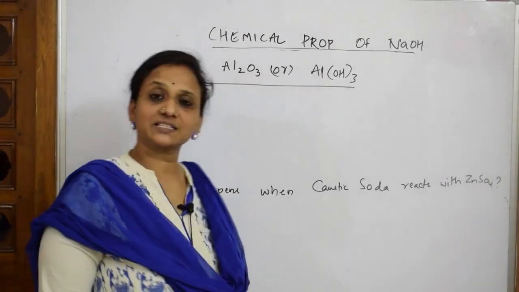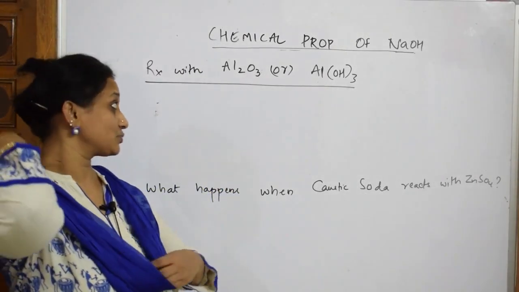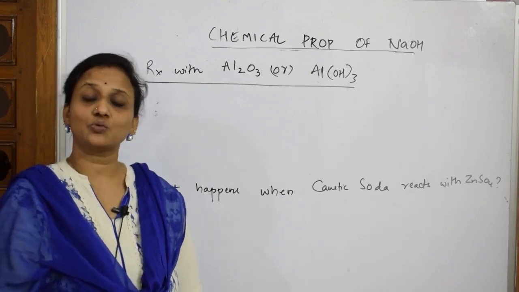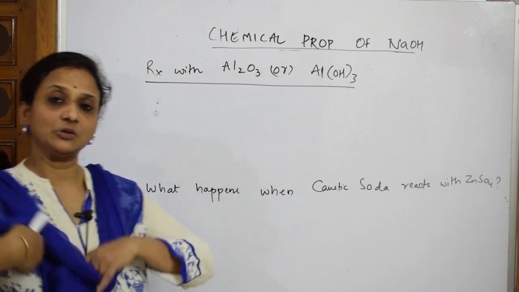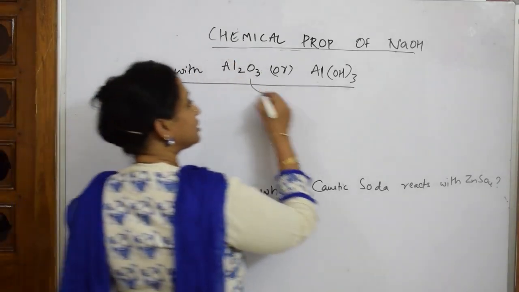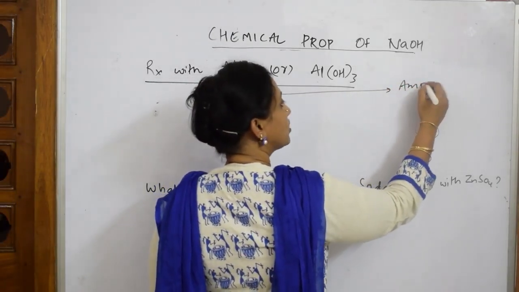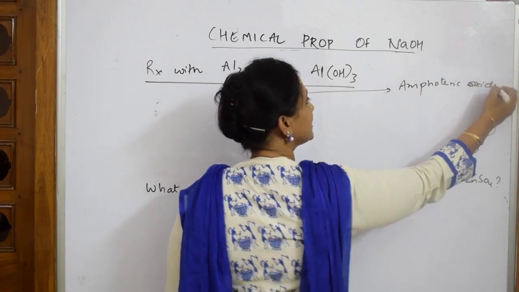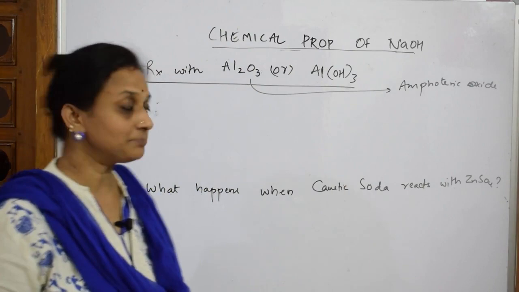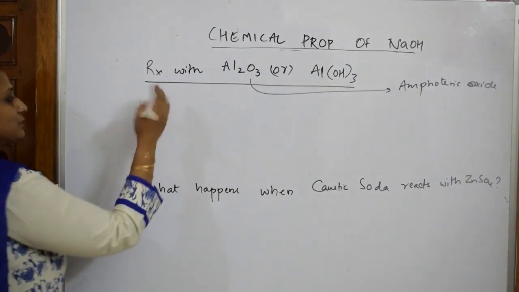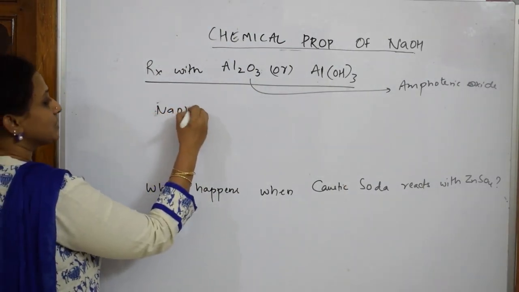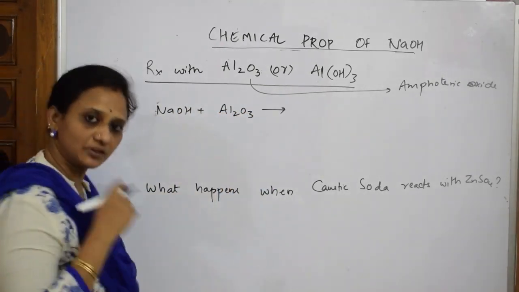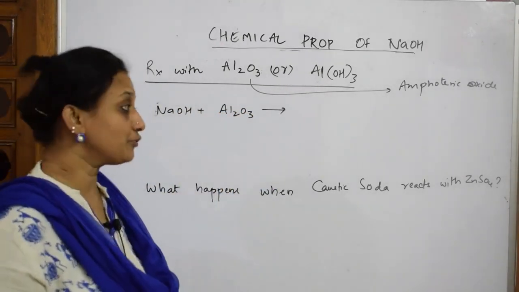Right, now let's see one more reaction, that is with aluminium oxide or alumina or aluminium hydroxide. What is the speciality of aluminium oxide? Alumina is an amphoteric oxide. This is what you have studied. Amphoteric oxide is something which reacts with both an acid and a base. Now we are going to take a base, sodium hydroxide, and combine it with alumina, Al2O3, or even aluminium hydroxide.